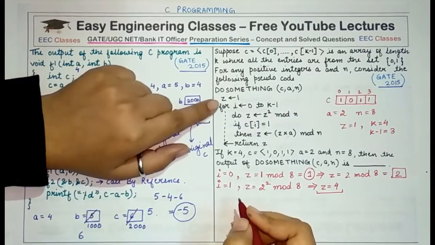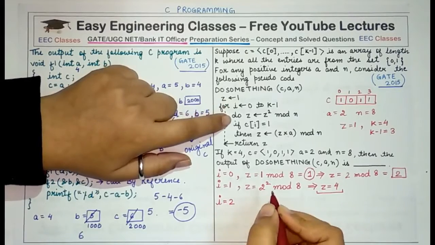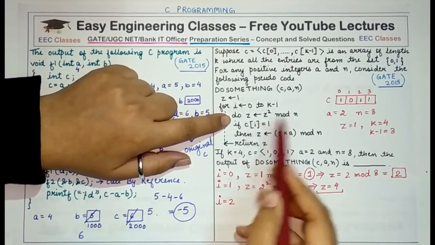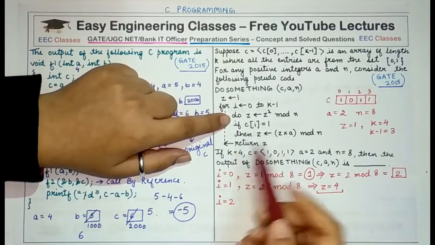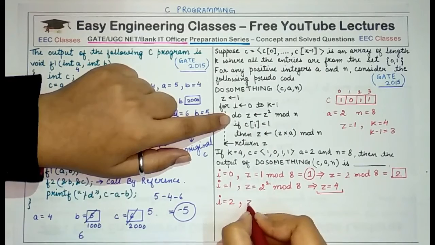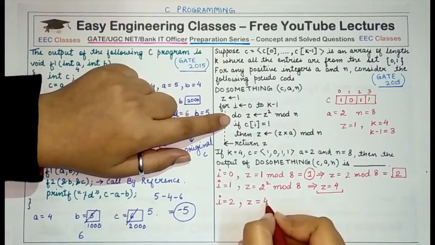Now we come to the next iteration. I becomes 2. Do Z square mod n equal to Z. That means assign the value of Z square mod n to Z again. So Z is assigned Z square. Z is 4. So 4 square mod n.